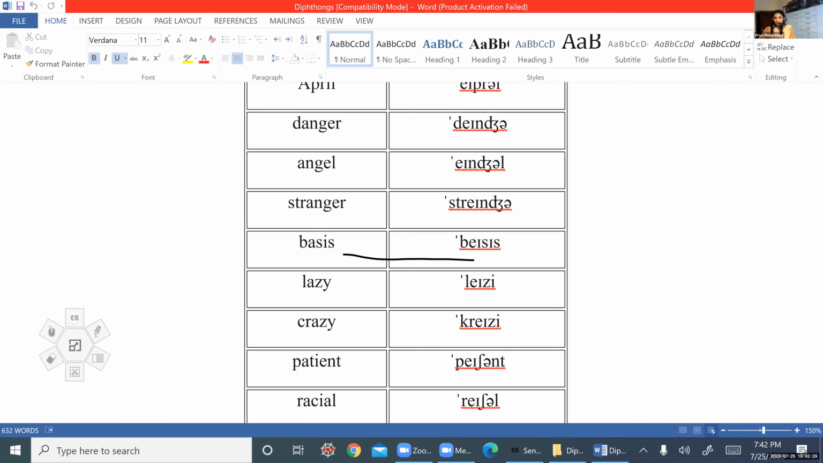Do you feel the second one has a questioning tone? Yes. So what would you do? Just correct it now. Basis. Excellent. Okay. Next one, you can read, Haya. Lazy. No, lazy. Excellent. Next one also you can read. Crazy. Good. Now this is correct. No question, no doubt. Perfect.